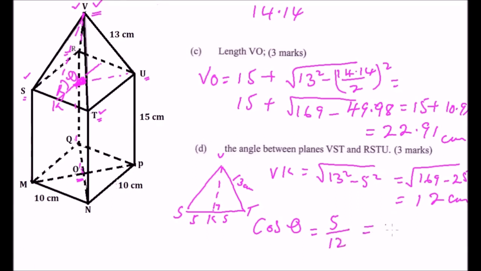That will give us 0.42, and cos inverse of 0.42 is equal to 65.38 degrees. So that brings us to the end of that question. It is in the Form 4 topic, which we call three-dimensional geometry. So if you have covered that topic, you should be comfortable to do this question.